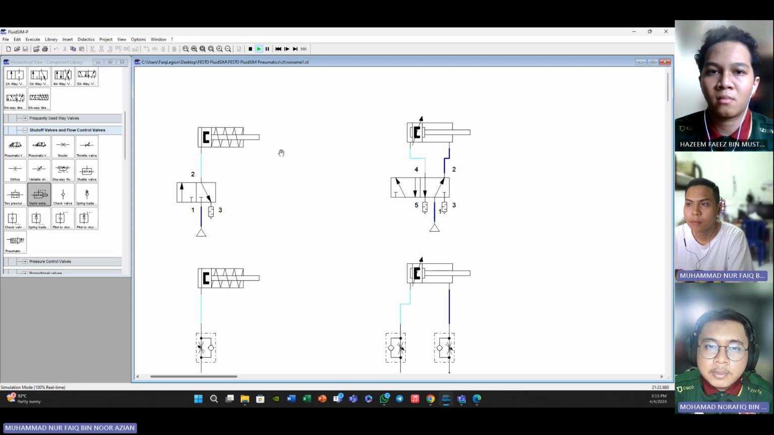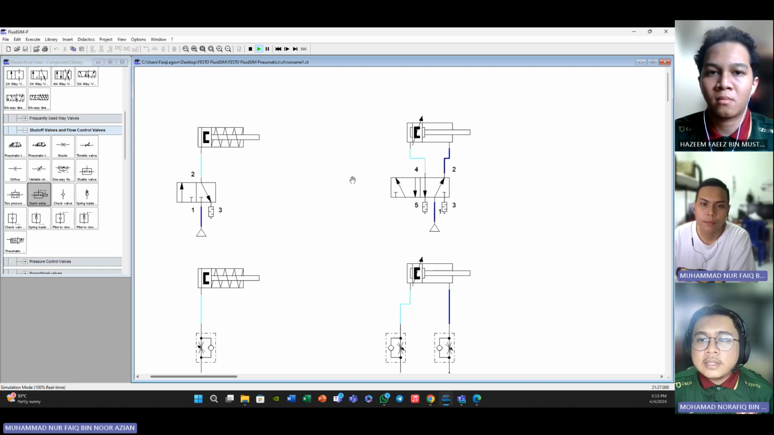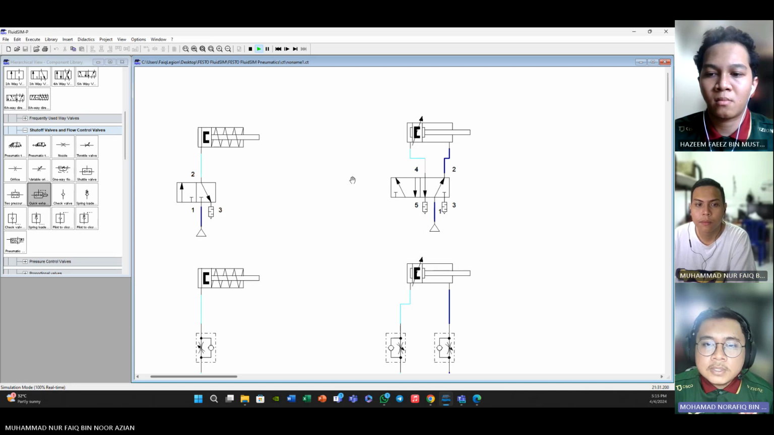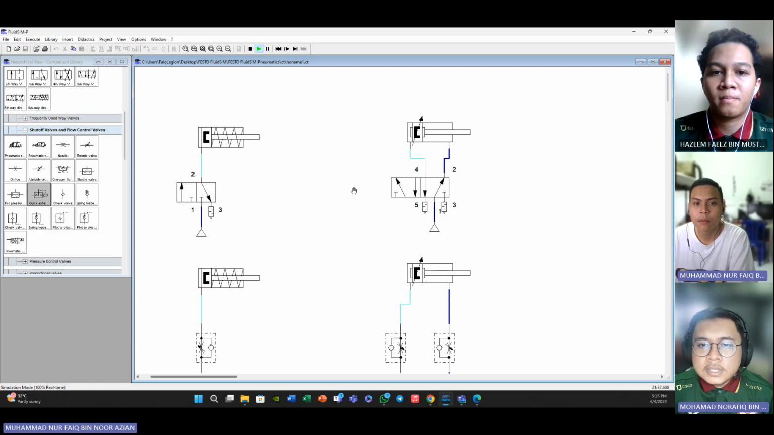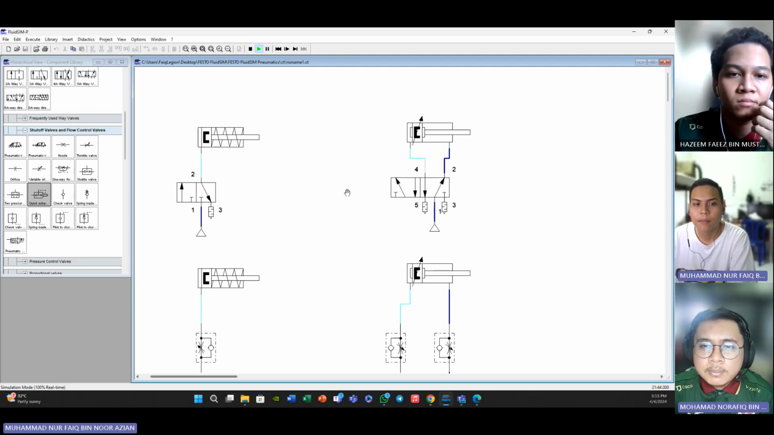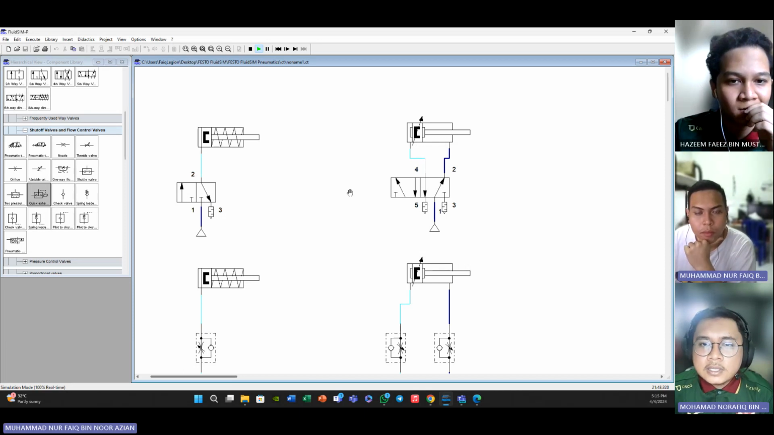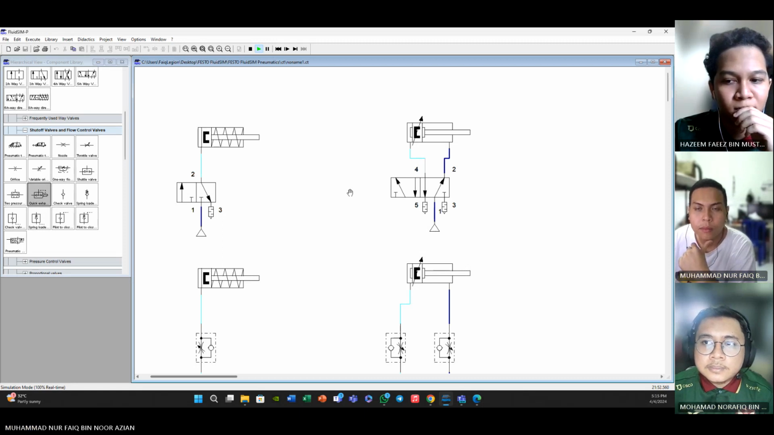Meanwhile, the double action actuator, which is also referred to as a double acting cylinder, this type of actuator uses compressed air to move the piston in both directions. Compressed air is supplied alternately to each side of the piston, causing it to move back and forth. Double action actuators are commonly used in applications where precise control of movement in both directions is needed, such as in linear motion systems, clamping devices, and robotic arms.